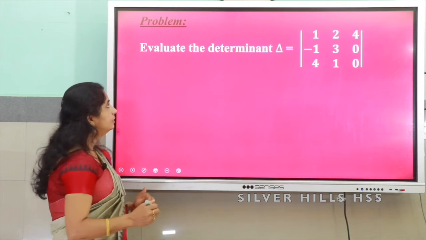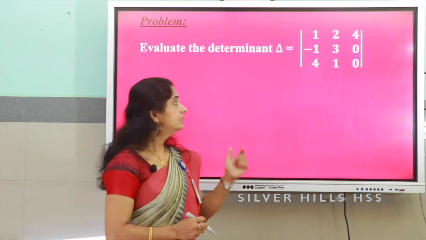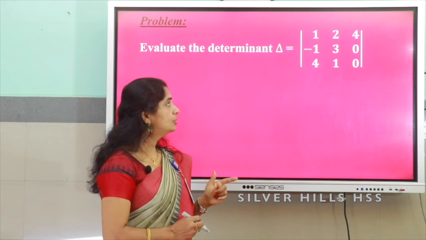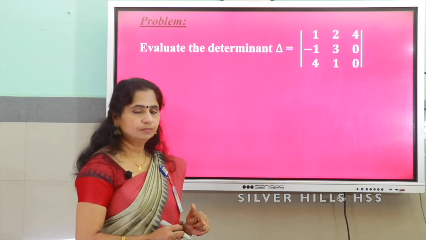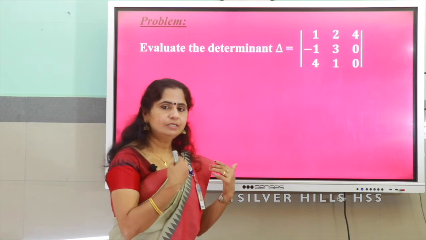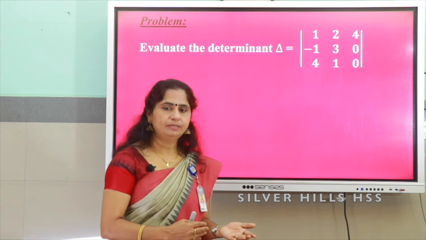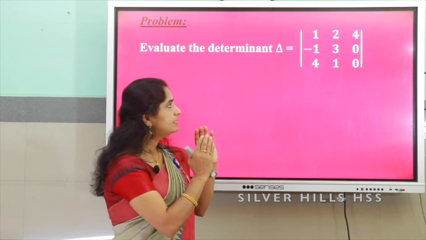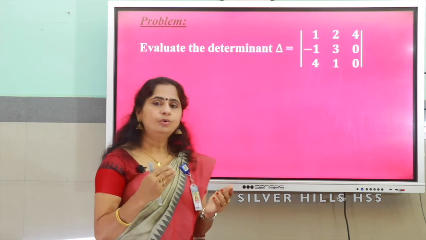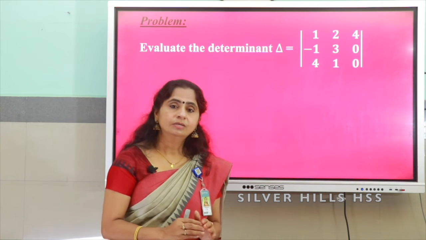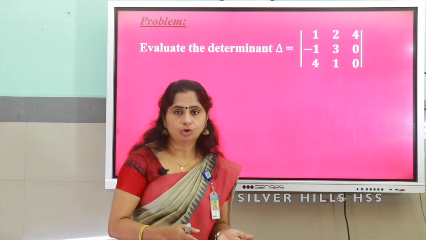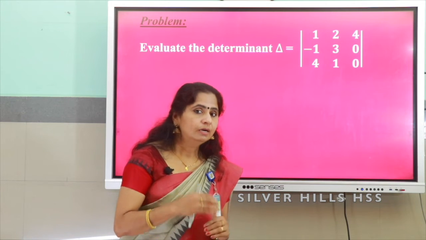Next problem, evaluate the determinant delta is equal to determinant 1, 2, 4, minus 1, 3, 0, 4, 1, 0. So, just now we did the three methods of evaluating the determinant. Another easiest way: when we see two zeros in a row or column, it is always better to evaluate the determinant along that particular row or column where the two zeros are there.